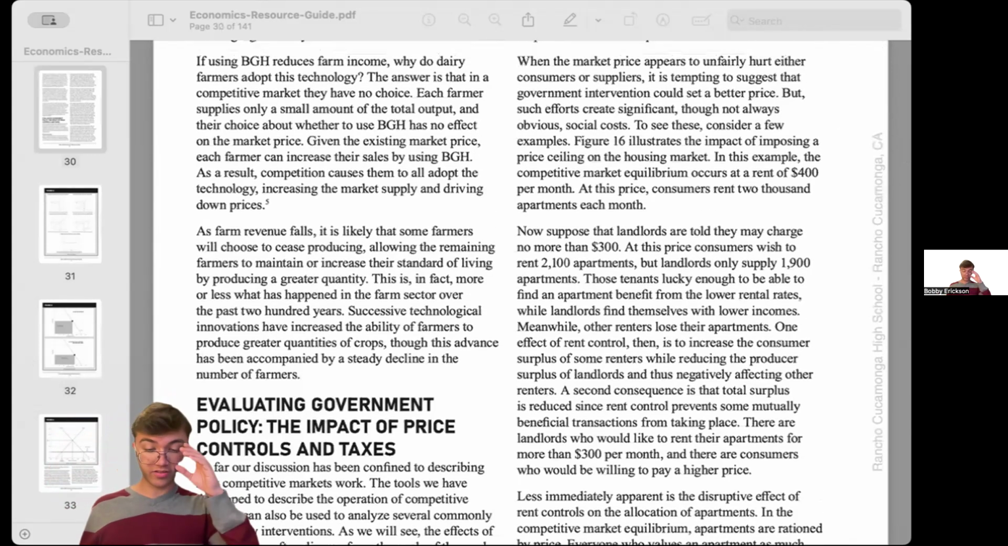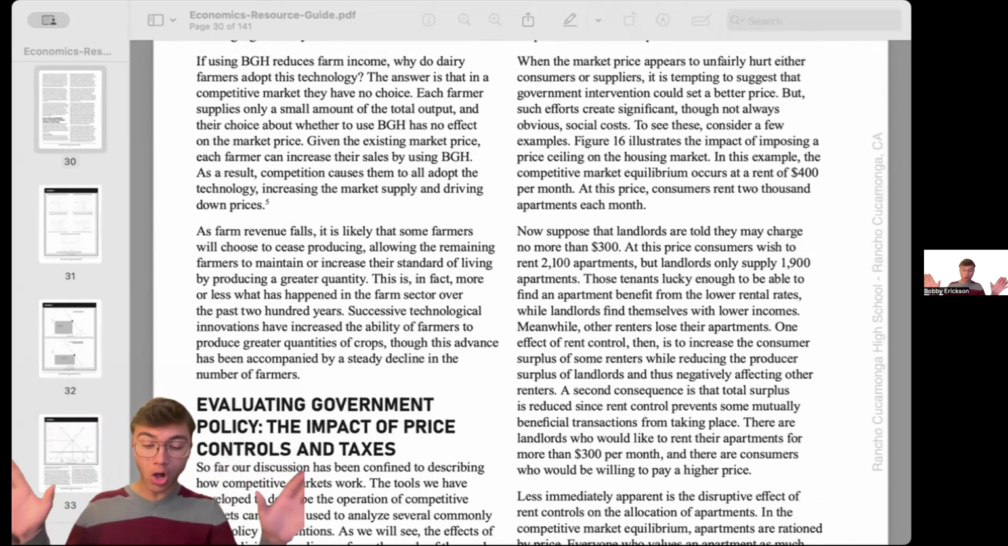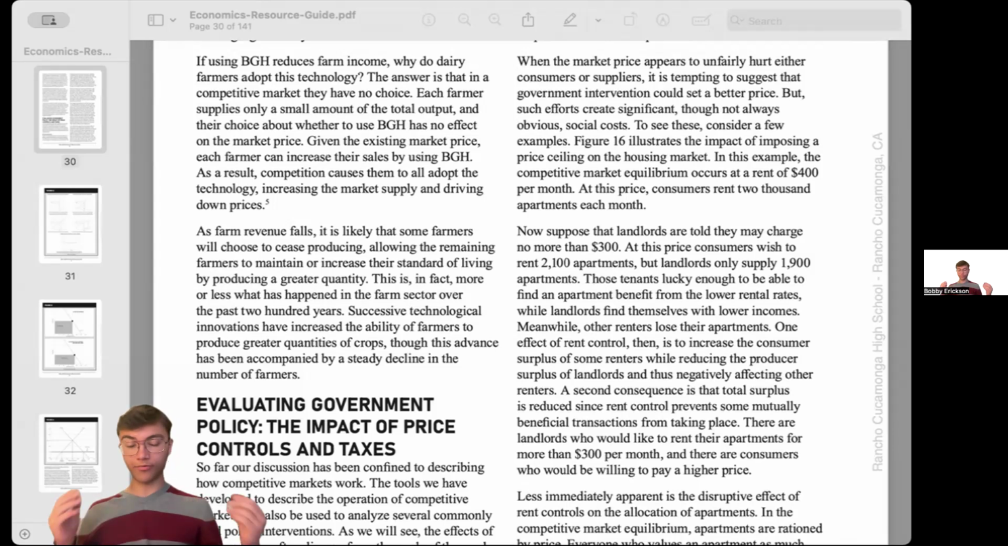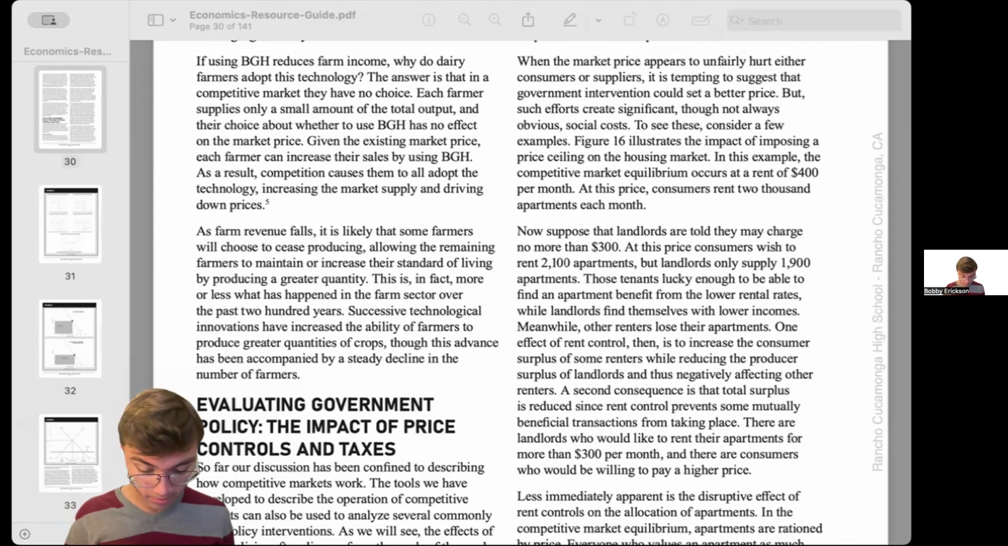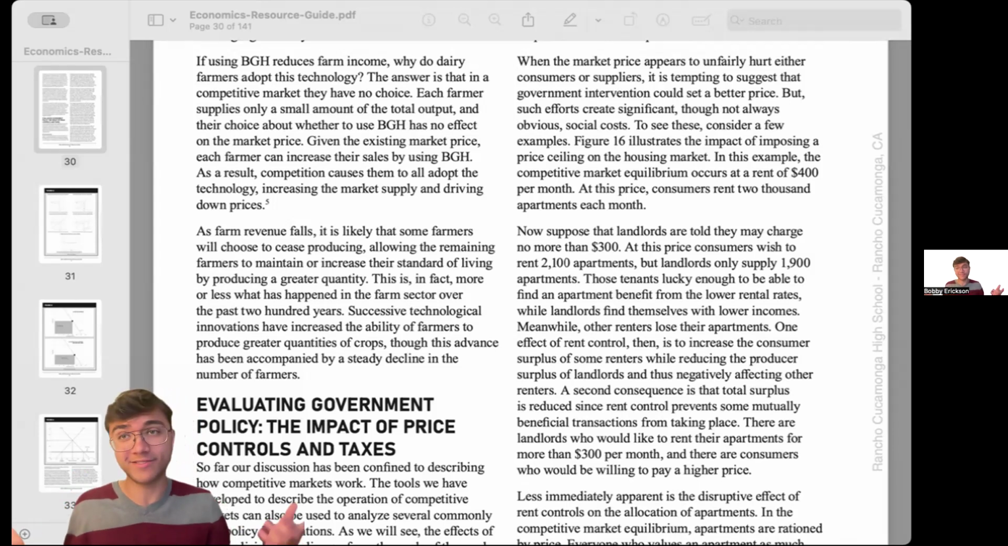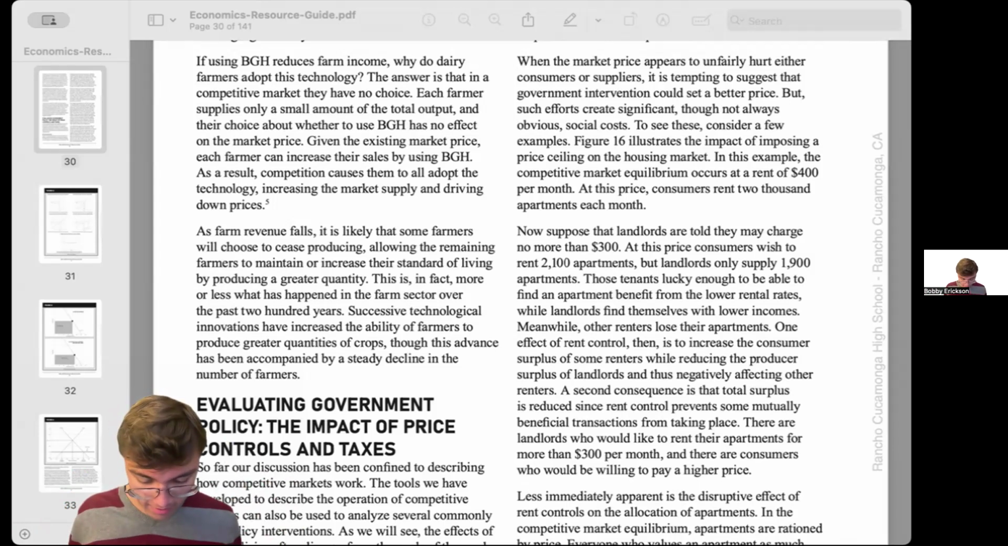The real answer is just they have no choice. Every farmer only supplies a small amount of the total output. So for all of the milk in the world, a single farmer only supplies a little bit of it. And overall, if they use BGH or not doesn't impact the price because if everyone else uses BGH, then the price is going to be lower anyways. And so it's because of competition and the ability to even supply milk that drives them to use BGH.